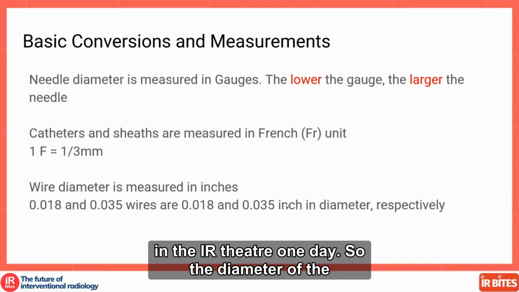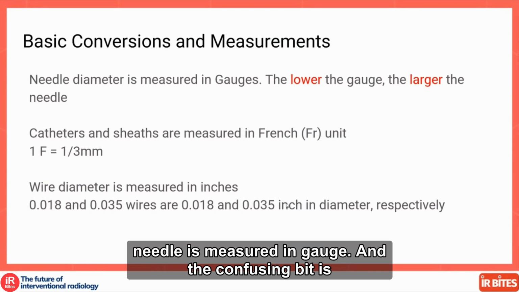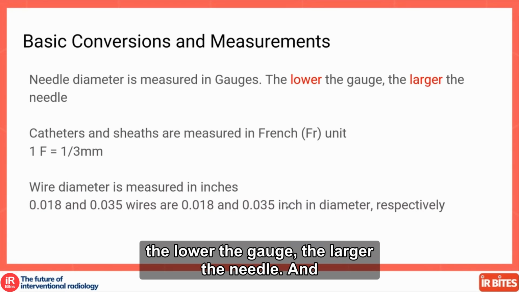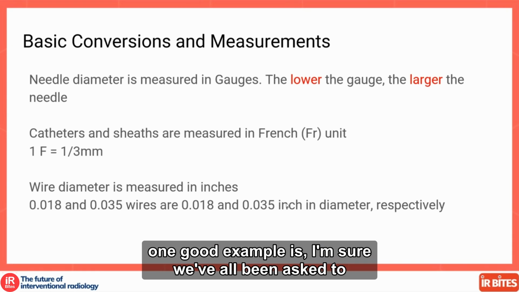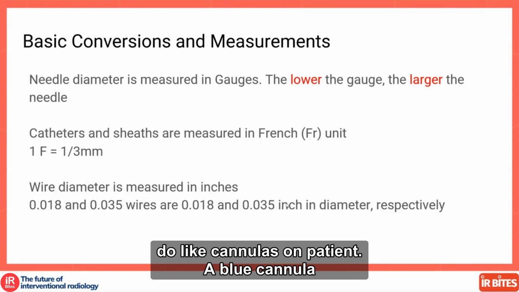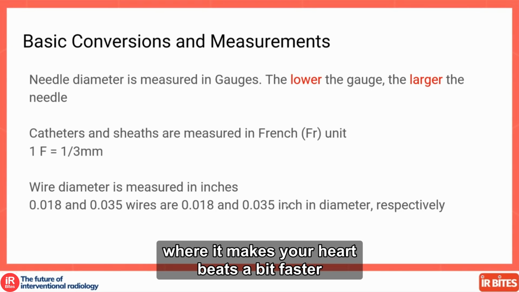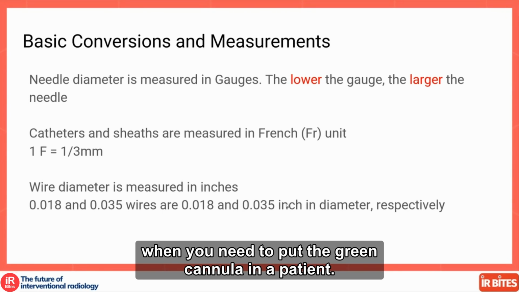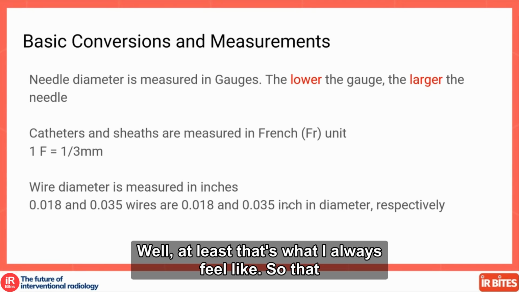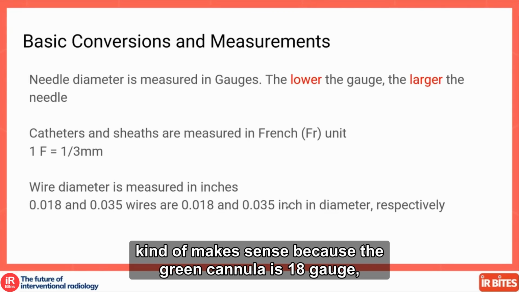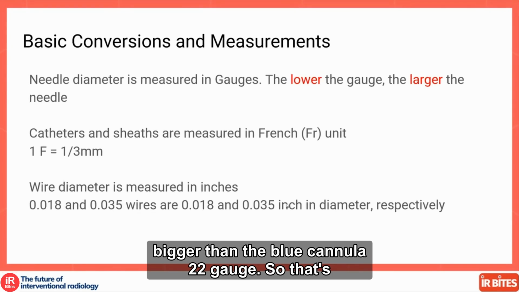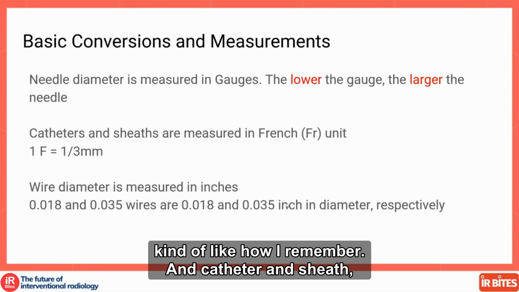So the diameter of the needle is measured in gauge. And the confusing bit is, the lower the gauge, the larger the needle. One good example: I'm sure we've all been asked to do cannulas on patients. A blue cannula is 22 gauge and the green cannula is 18 gauge, where it makes your heart beat a bit faster when you need to put the green cannula in a patient. Well, at least that's what I always feel like. So that makes sense because a green cannula is 18 gauge, it's bigger than the blue cannula at 22 gauge. That's how I remember.